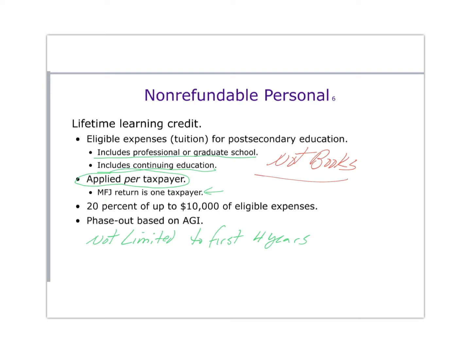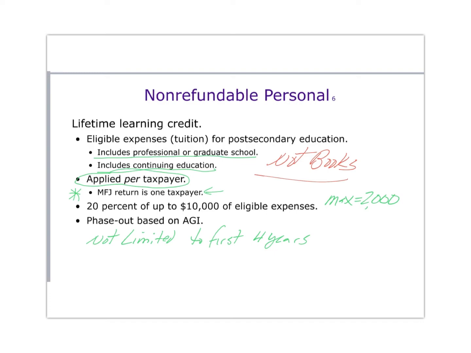Now, 2 of them could be eligible for the American Opportunity credit, and then 1 of them could be eligible for the lifetime learning credit, okay? But you only get 1 lifetime learning credit per married filing jointly return. So that is a huge limitation of this credit. 20% of up to $10,000 of eligible expenses. So the max for this credit is $2,000. It is also phased out based on AGI.